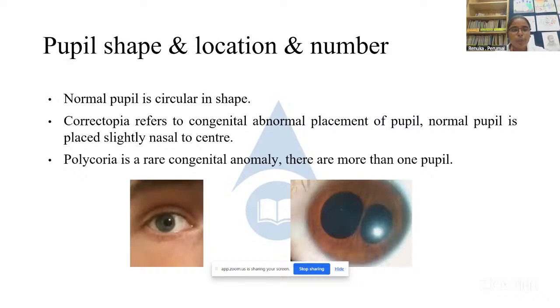So next is pupil shape, location and number. So a normal pupil will be circular in shape. Here we have two conditions. One is corectopia and another one is polycoria. In corectopia, it refers to a congenital abnormal placement of the pupil, whereas a normal pupil will be placed slightly nasal to the center. And another one is polycoria. As you can see here, it is a rare congenital anomaly where there will be more than one pupil.